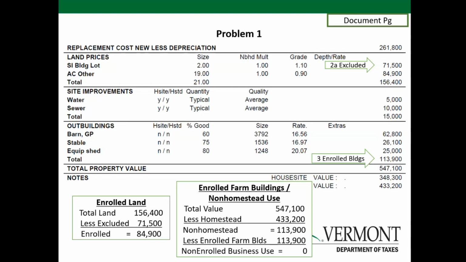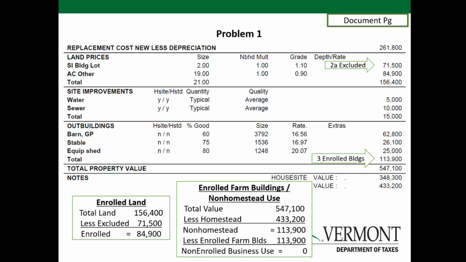Okay, next step. Now that we've isolated what our enrolled farm buildings are, our next question is to say, do we have any other non-homestead value? You can easily do that mathematically by saying, what's my total value minus my homestead on my cost sheet? That equals my non-homestead. Does this match what I've just allocated for my enrolled farm buildings? If so, fine. I'm done. I don't have any more non-homestead.